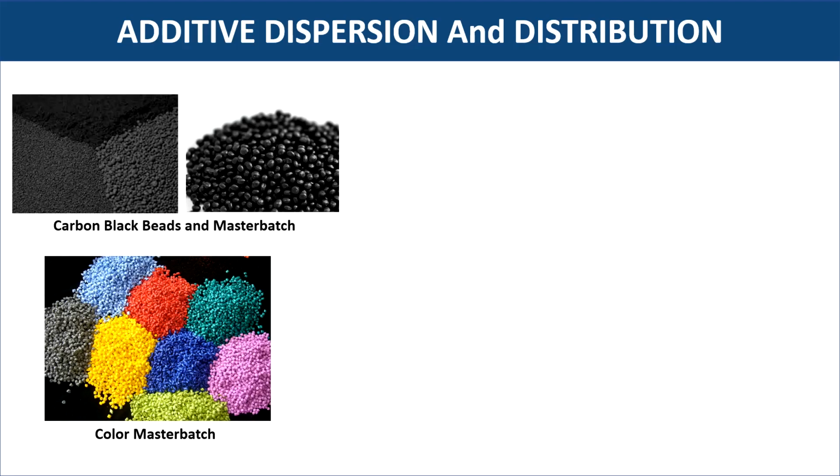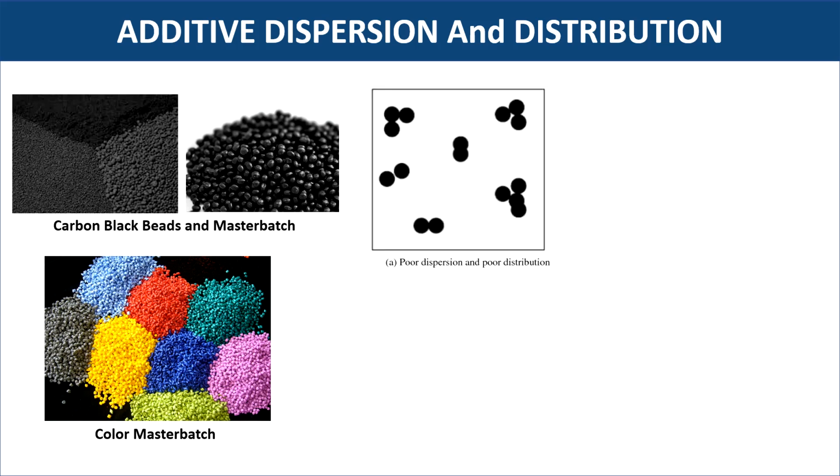In industry, several additives are sold in the form of beads and master batch. One such example is carbon black. In bead or master batch, these additives are present as agglomerates. Therefore, during product manufacturing, it is important that the beads or master batch get fully dispersed and distributed in the polymer matrix. As we can see here in the first picture, when additive in the form of bead and master batch is fed into the extruder, they are in poor dispersion and distribution state.